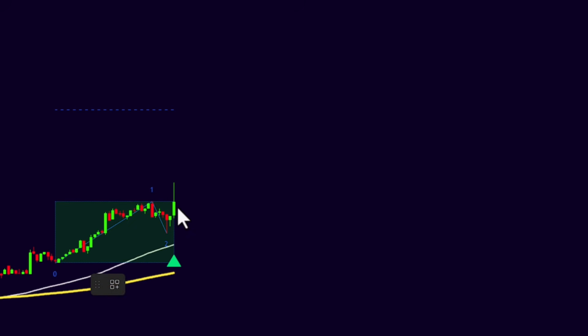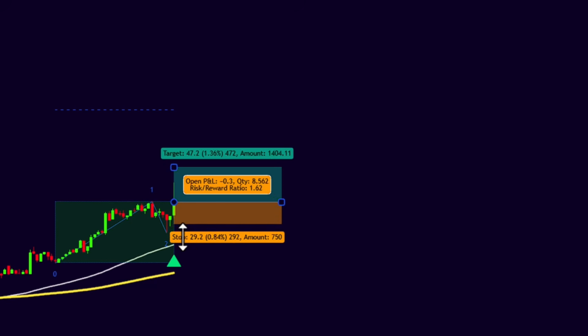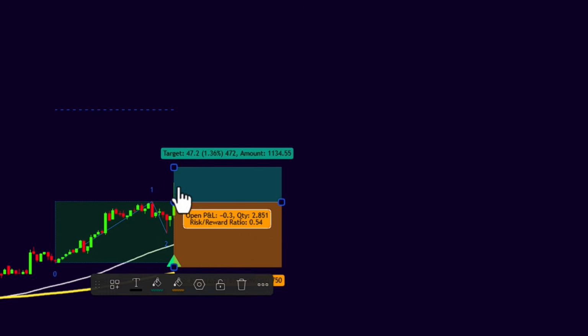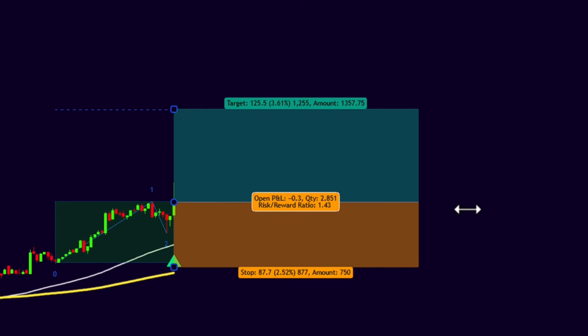Now, for a buy trade, first, enter at the closing price of the signal candle. Secondly, place the stop loss just below the indicator drawn box. And third, use the dashed line from the indicator as your take profit target.